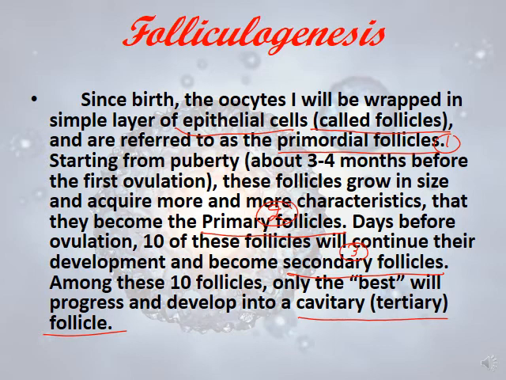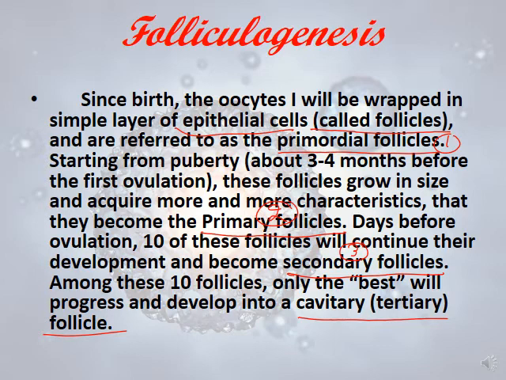Days before the ovulation, only 10 of these will continue their development and become what's known as the secondary follicles. Of these secondary follicles, only one, the best one, with the optimum conditions, will progress and form what's known as the tertiary follicle. This is the process of follicular genesis.